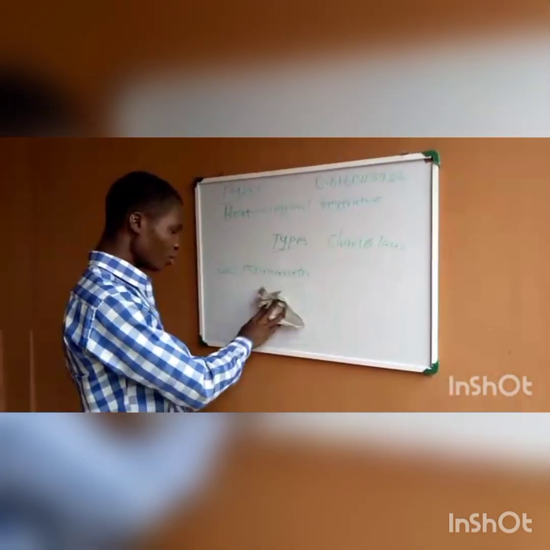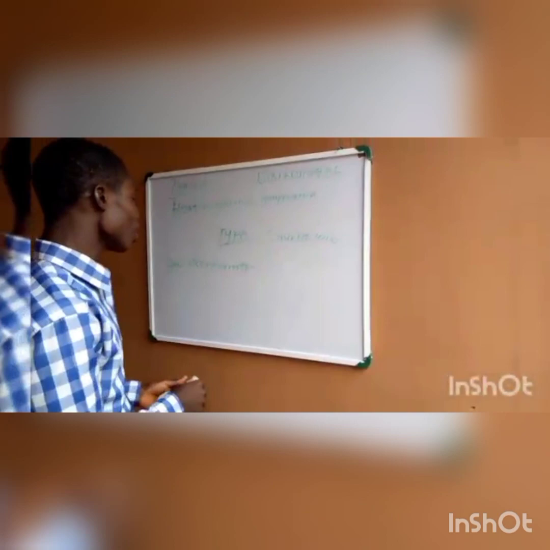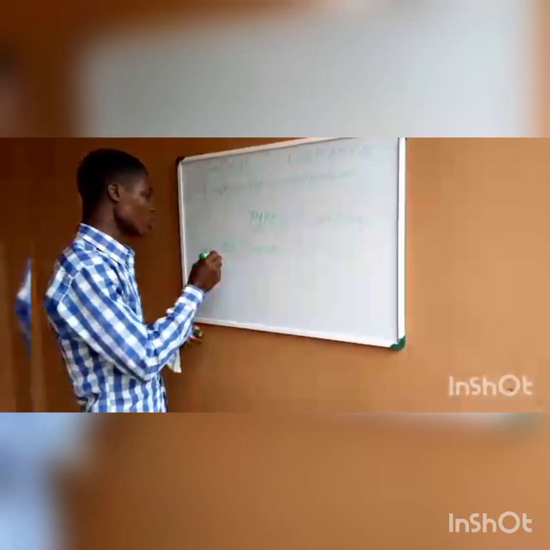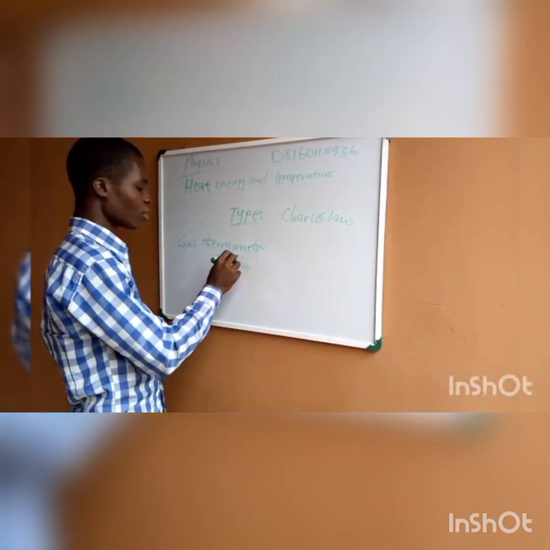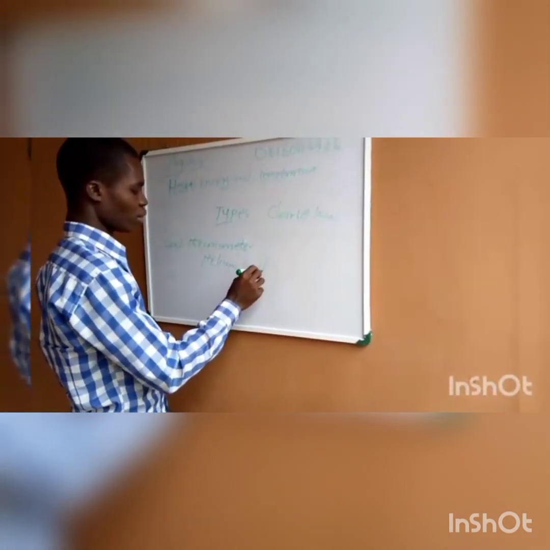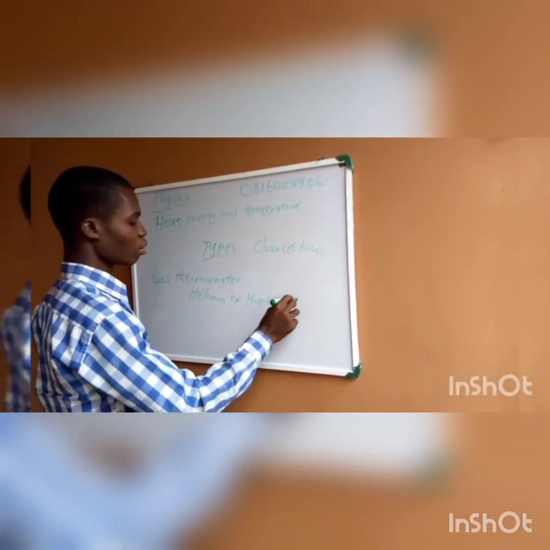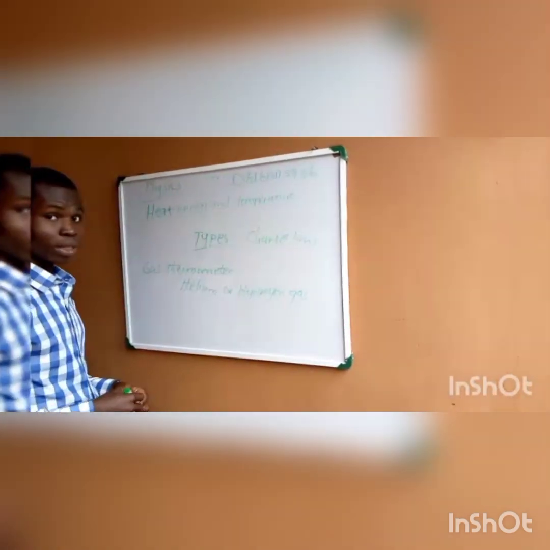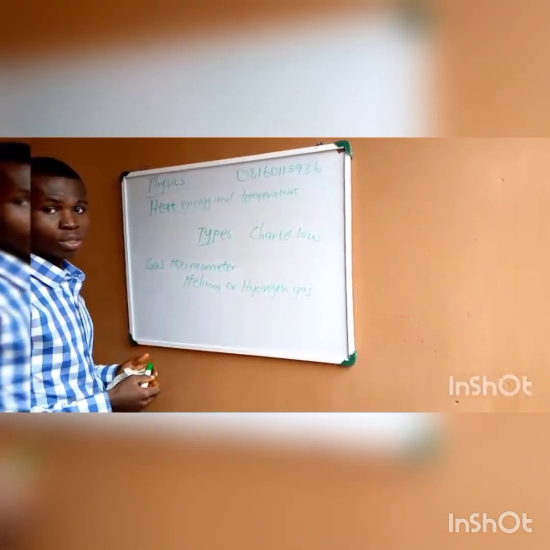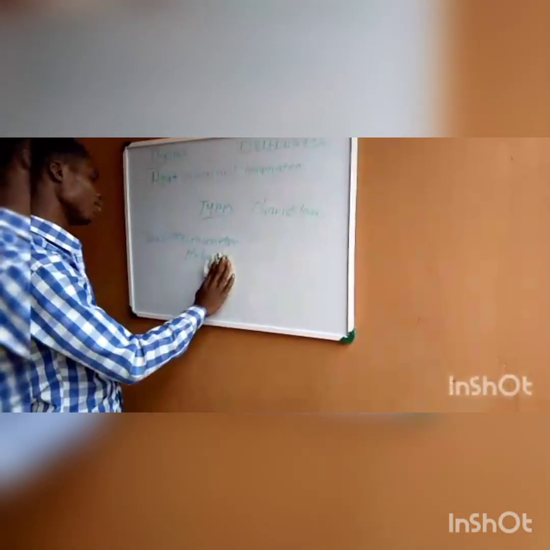The gas thermometer uses the change in gas pressure with temperature. The gases we use in the gas thermometer are either helium or hydrogen gas. Okay, that is for the gas thermometer. So the change in the pressure of the gas with temperature is used to determine temperature using the gas thermometer.